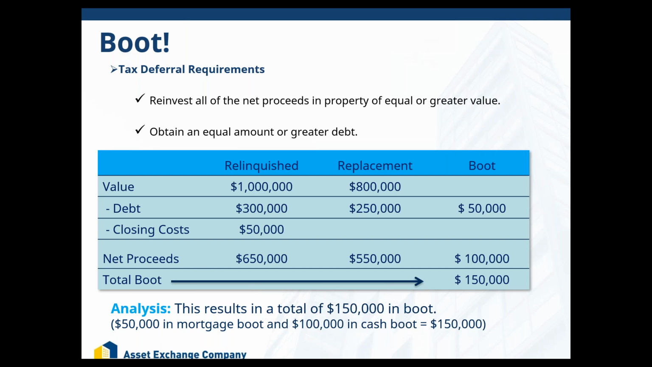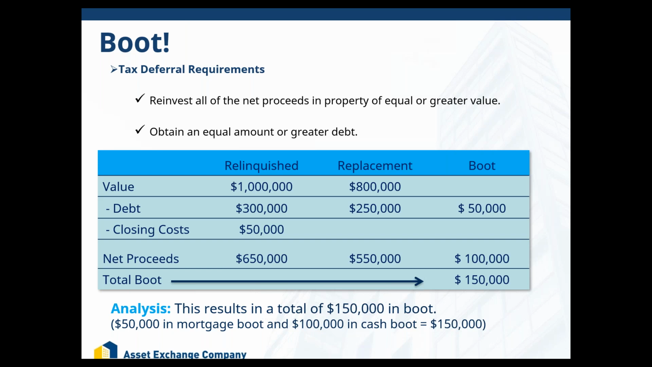Now, back to the example. So we're only going to hold $550,000. Now, in this example, they're going to use that entire amount towards going out and purchasing a replacement property of $800,000. They're going to go down in value. Now, they still need another $250,000 to help them do that. So what do they do in this case? Well, they go get a loan for $250,000, but by only getting a loan of $250,000, they actually go down in debt by $50,000, right?